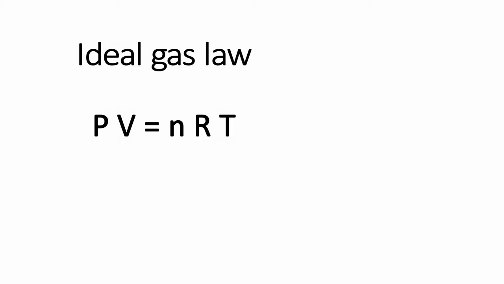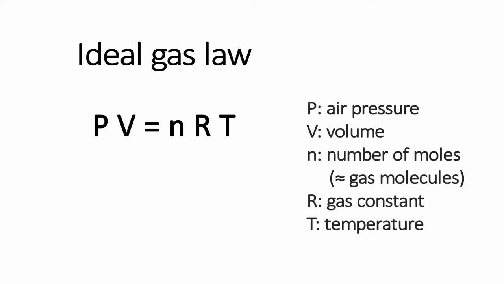You may have seen this before if you have taken physics or chemistry in high school. It's the ideal gas law. P is the air pressure. V is the volume of the gas that you're talking about. N is the number of moles, proportional to the number of gas molecules in the balloon. R is the universal gas constant. And T is the temperature.